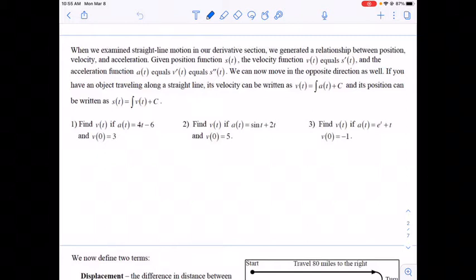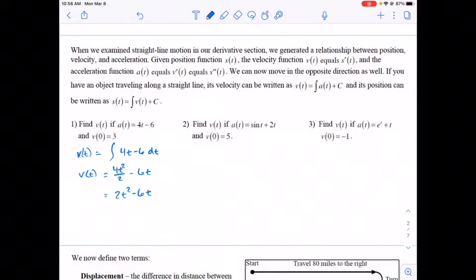Number one here, find v of t if a of t is equal to 4t minus 6, and v of 0 is going to give us 3. So we start here, we're looking at v of t, and we're going to integrate it as we have 4t minus 6, of course this is dt. As we integrate this, this is going to give us 4t squared over 2 minus 6t, so this becomes now 2t squared minus 6t. And this is, of course, our v of t.